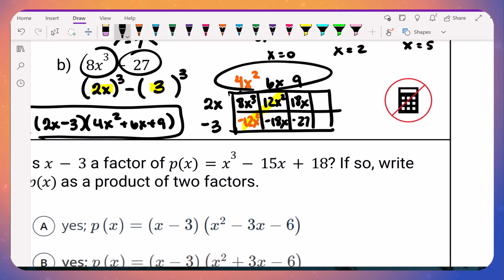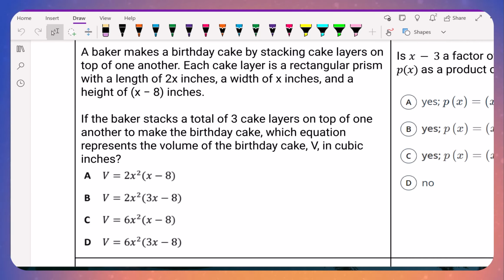And that's how you factor it. Okay, for our next example, we have a baker that's making a birthday cake, and he's stacking the cake layers on top of one another. Each cake layer is a rectangular prism. So eventually it's going to want us to find the volume of each layer, and this is the formula for the volume of a rectangular prism: length times width times height.